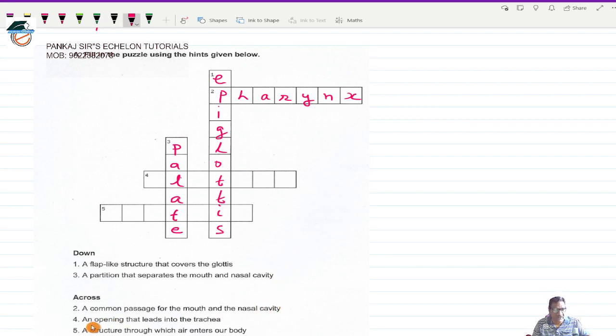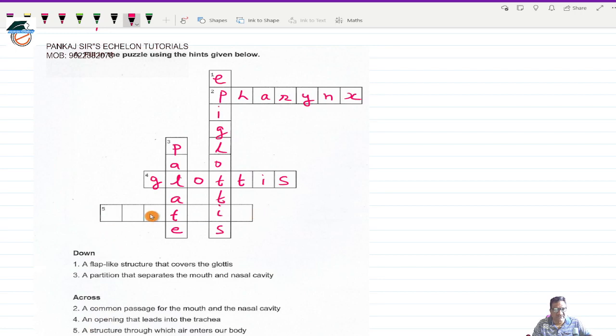Then coming to four across, I'll have to come this way. Already there is one L and T over here. So let us see what the hint is. Four across is an opening that leads into the trachea. Here only I told you what the opening is that leads into the trachea, through which the air enters the trachea. It is known as glottis. So four across is glottis. I'll write here G, L is already there, O, T is already there, so another T, I and S. Glottis.